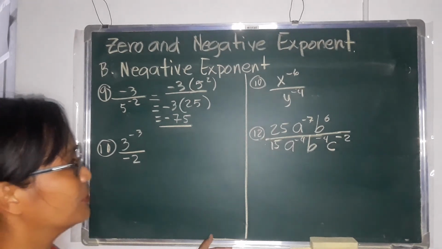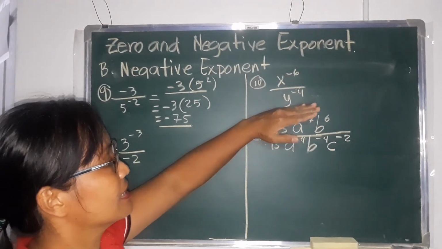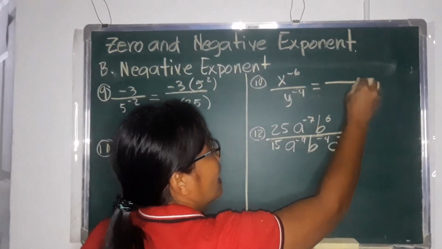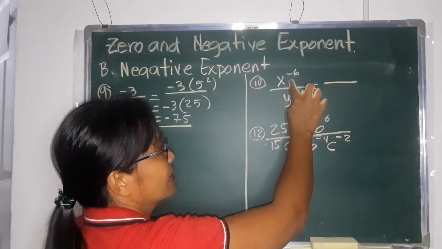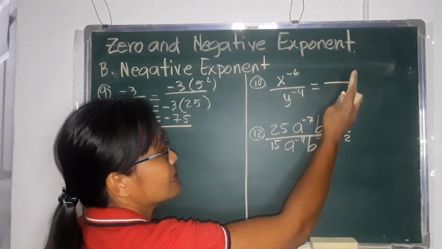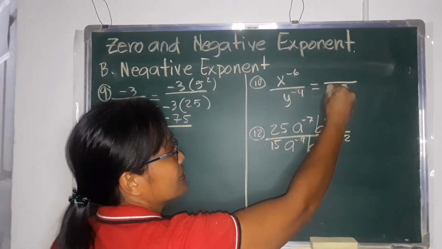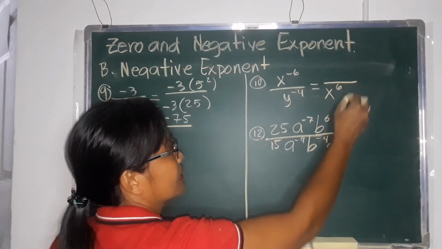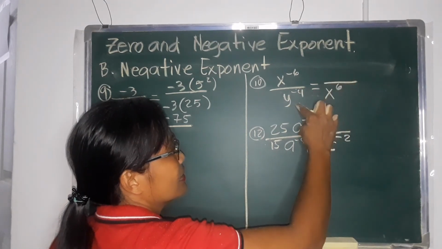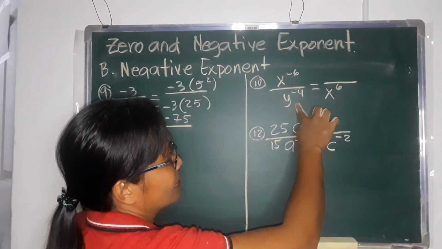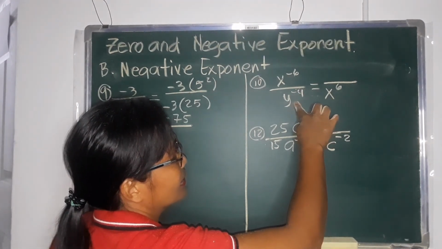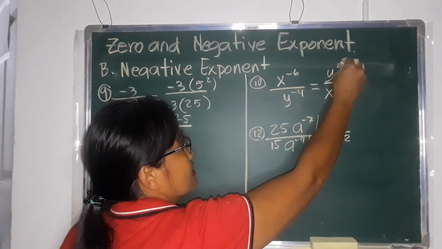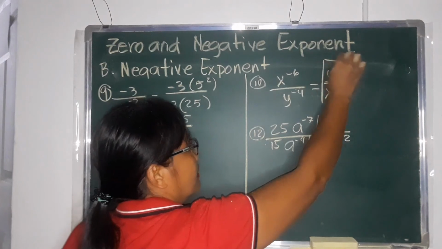Next, number 10 example. We have here x raised to the negative 6 power and y raised to the 4th power. So put a line. Then since x is raised to negative 6, let's move it to the denominator, reciprocal, and then remove the negative sign of the exponent. And y, the same is true. Since it is in the denominator, let's move it to the numerator and then remove the sign of the exponent, which is 4. So this is our final answer.